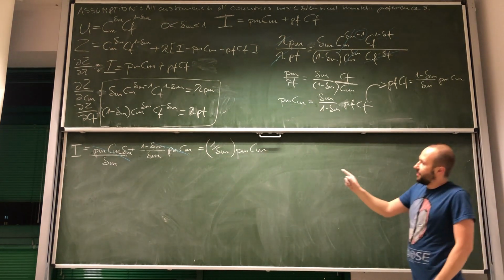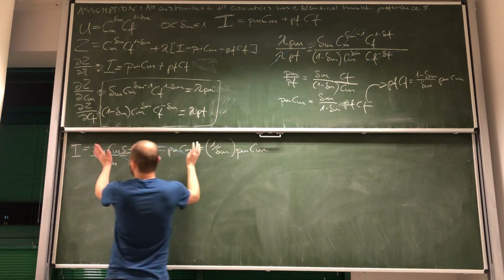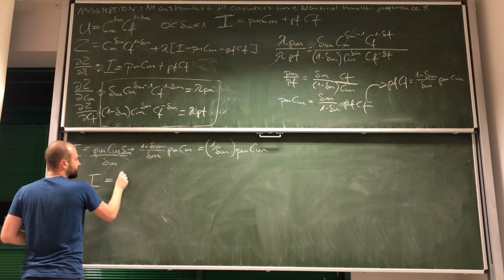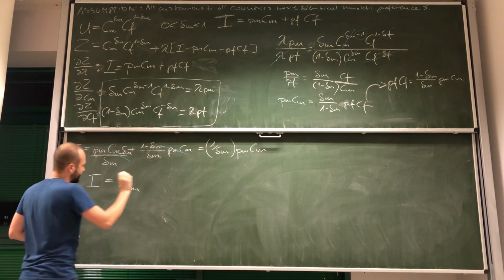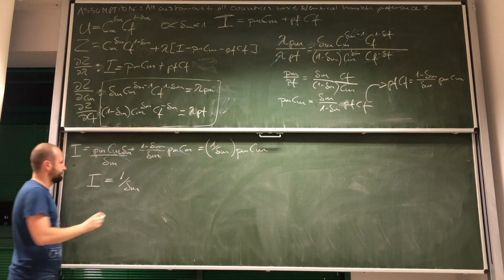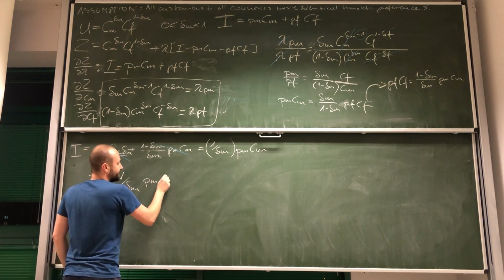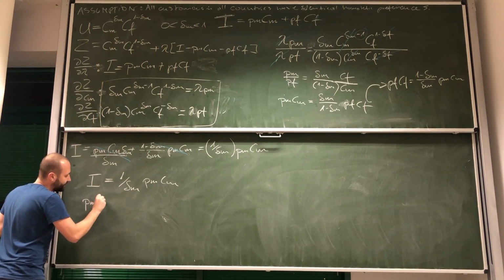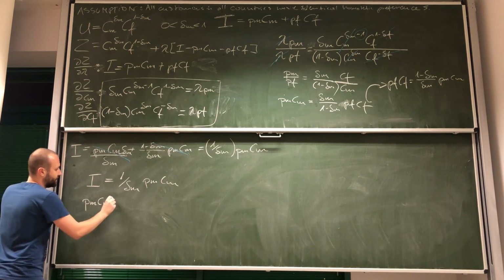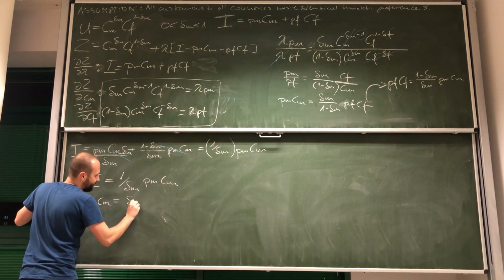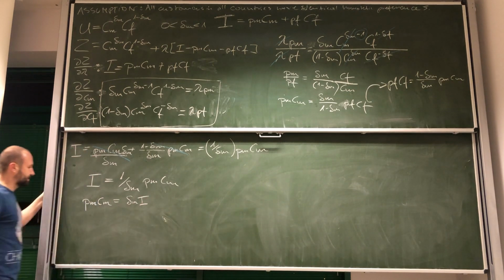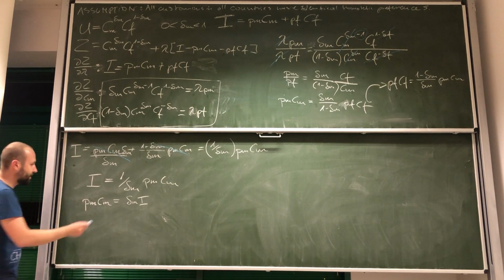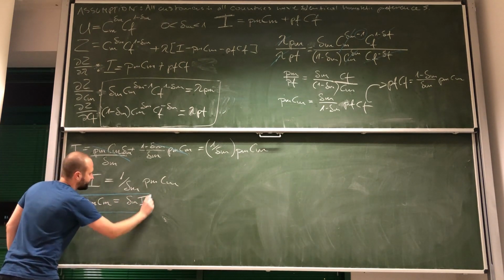Now, if we forget about this part and just connect those two, we get that income is equal to 1 over delta m times PmCm. So finally, you get that the value of consumption is equal to delta m times income. Look, what is this result telling us?